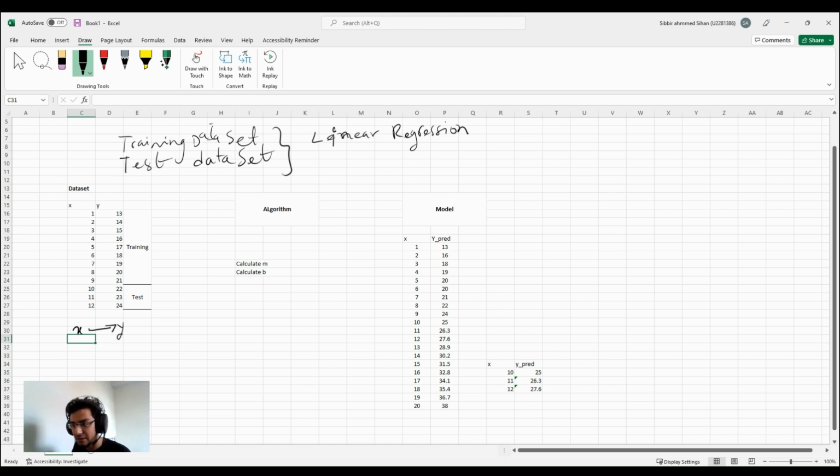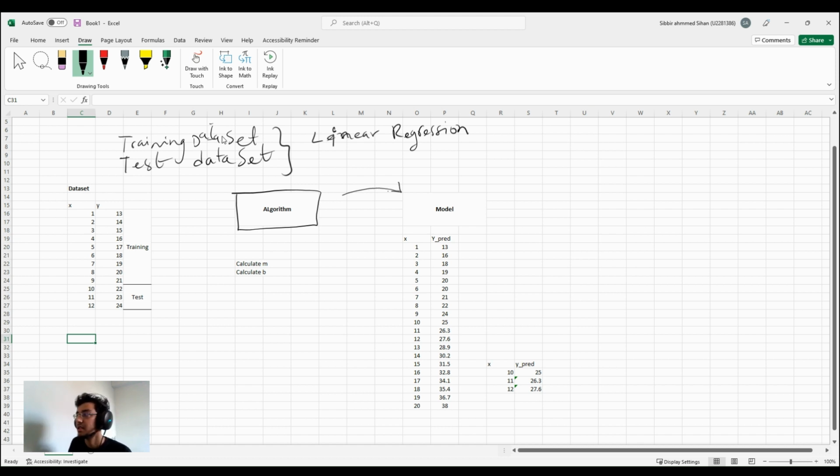Meaning that when we give the system the value of x, it should give us a predicted value of y. It should predict the y. So to be able to do that, what we're going to do is we're going to come up with an algorithm, and using this algorithm, we need to train a model.